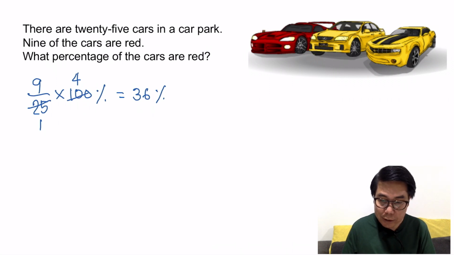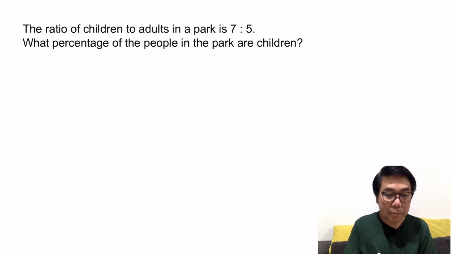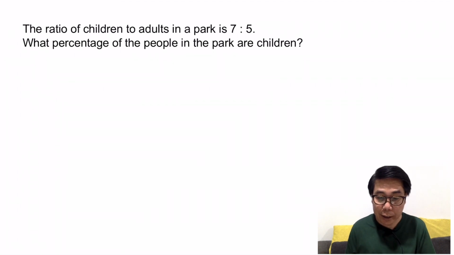Now, let's proceed to the next one. We have the ratio of children to adults in a park is 7 to 5. What percentage of the people in the park are children? So we're looking for the percentage of the children.